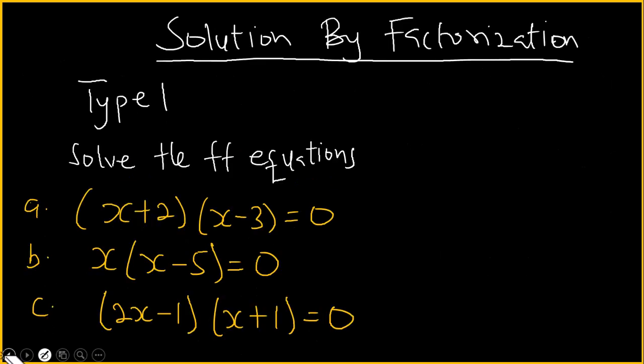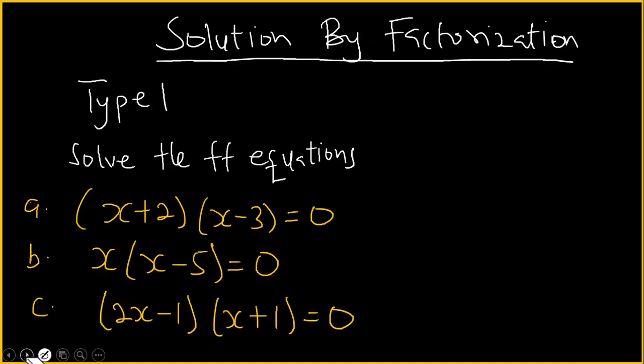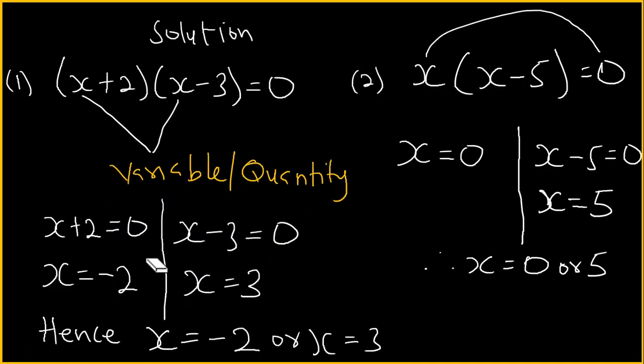So our next aspect is to move on to the next type. This is type 1, when the equations are given this way, in separate factors. This is how to solve them. Let's move on to a different type, type 2, still under the factorization method.